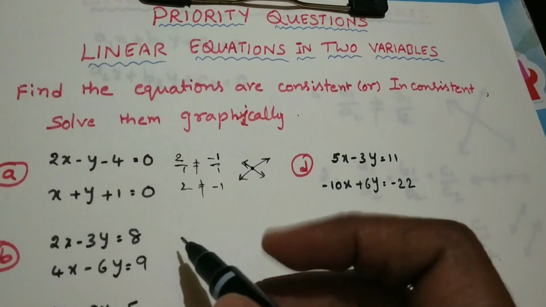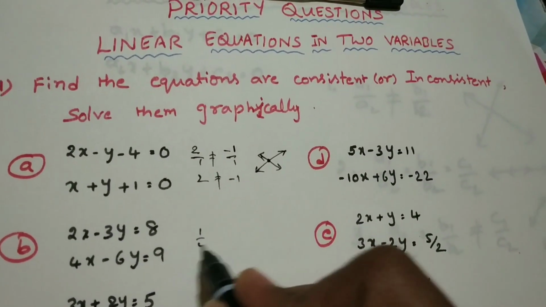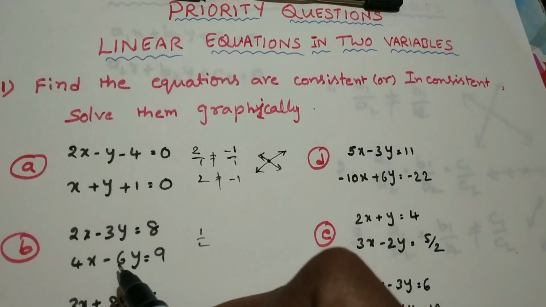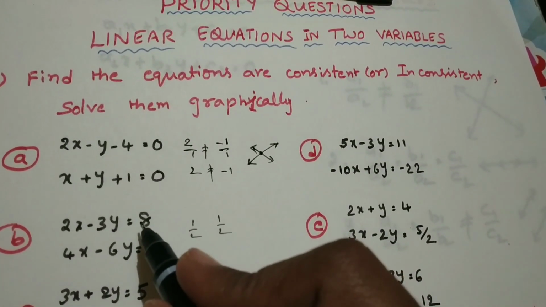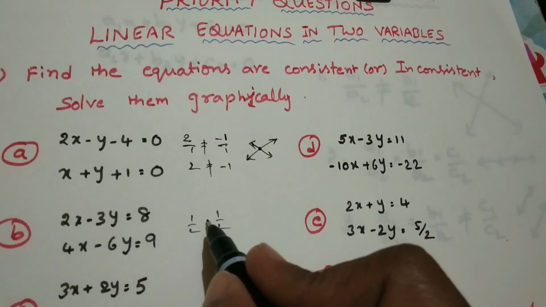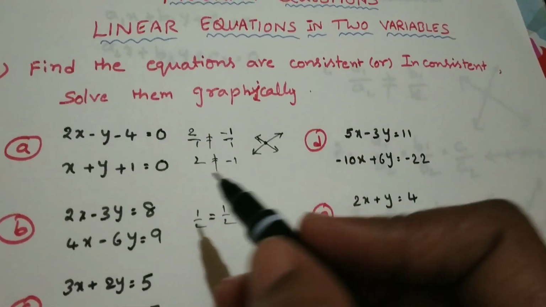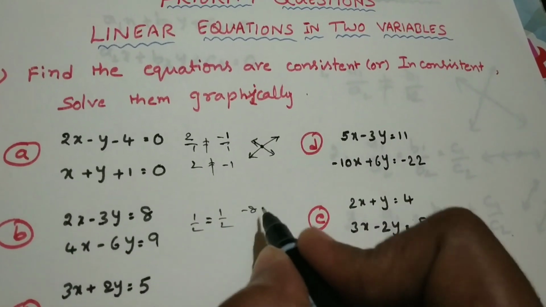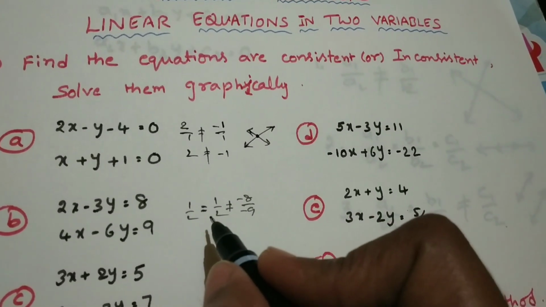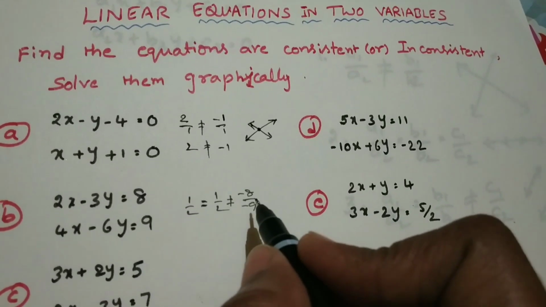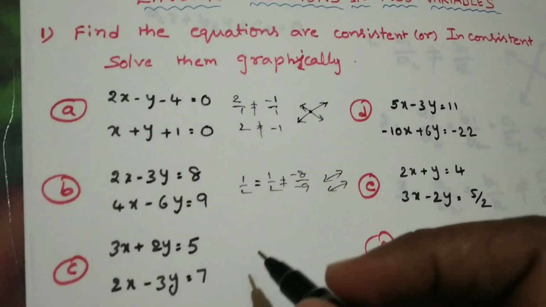Similarly, for the second one, a1 by a2 is 2 by 4, which is 1 by 2. b1 by b2 is minus 3 by minus 6, which is also 1 by 2. Here both are equal, so you have to consider one more thing, that is c1 by c2, minus 8 by minus 9. This is not equal to the others. Since a1 by a2 is equal to b1 by b2 but not equal to c1 by c2, the graph will be parallel lines.